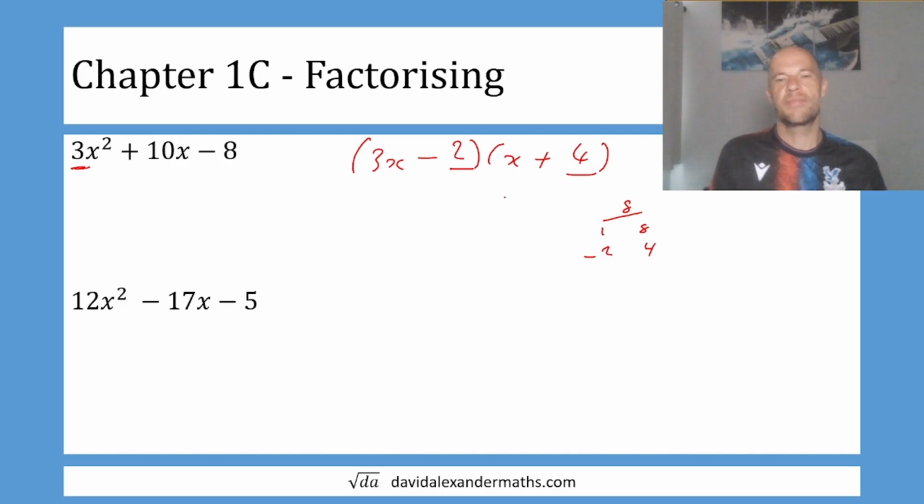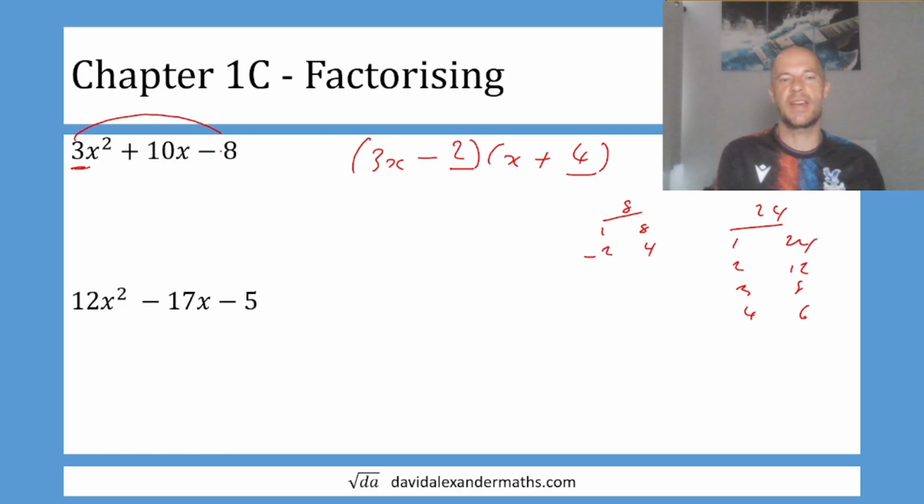Now, maybe you didn't enjoy all that trial and error. So here's another way we can do it. Multiply 3 by 8. 3 8s are 24. What are the factors of 24? 1 and 24, 2 and 12, 3 and 8, 4 and 6, and that's it. So how can I get 10 using any of these?